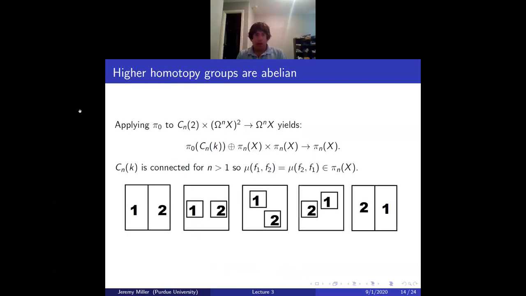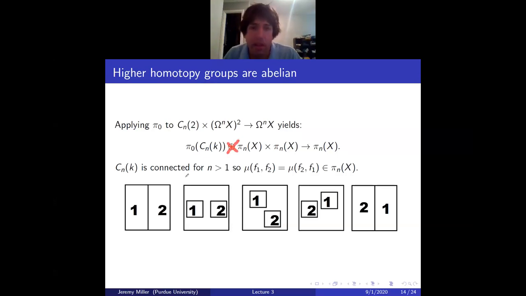Okay, so now we're just going to restrict to k is 2. If you apply the pi 0 functor, pi 0 takes products to direct sum, in some way. Call this direct sum. I could call it product, but I should call it the same thing in both cases. So if we have this map, and you apply pi 0 to it, you get a map from, oh, I know, I should call it cross.